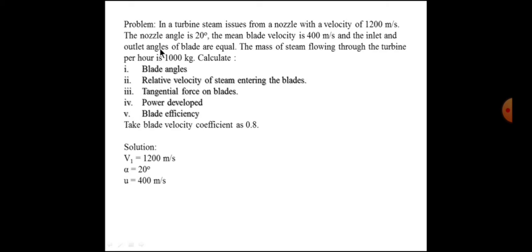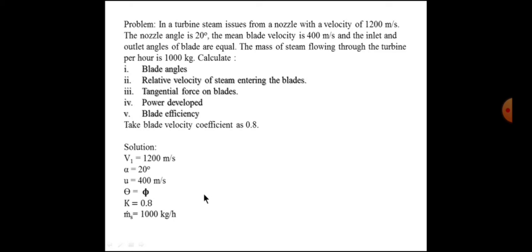And the inlet and outlet angles of the blade are equal. So that means theta will be equal to phi, because inlet blade angle is equal to outlet blade angle. This is given in the question. The mass of steam flowing through the turbine per hour is 1000 kg. That means mass flow rate of the steam, m dot s, is 1000 kg per hour. Take blade velocity coefficient as 0.8. So that's why we have written K is equal to 0.8.